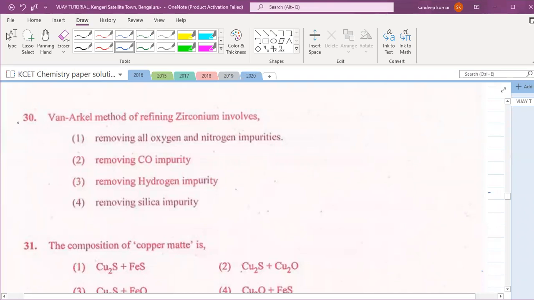Next question, 30. One or two methods of refining zirconium involves. This is actually a question of metallurgy, so this is deleted. But the correct option is removing all oxygen and nitrogen impurities. This is also a question of metallurgy only. Copper matte is nothing but copper sulfide and iron sulfide. This is the correct option, but this time they will not ask this question.